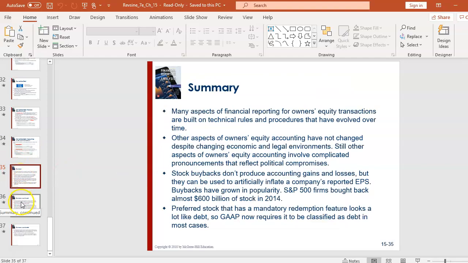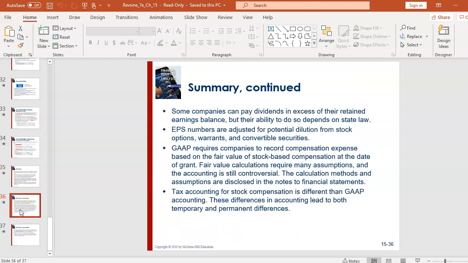Okay, so some information, probably the stock-based compensation stuff was the newest, maybe a few variations of earnings per share that might have been new to you, but a little bit shorter chapter, thankfully, this week. Hopefully it helps you out. If you have questions, just let me know.